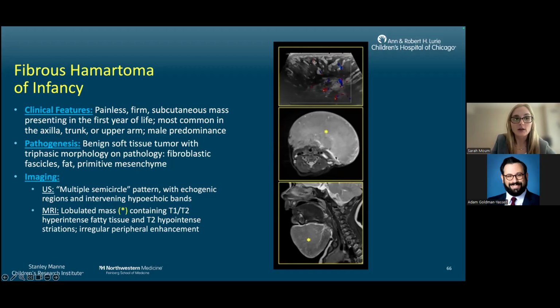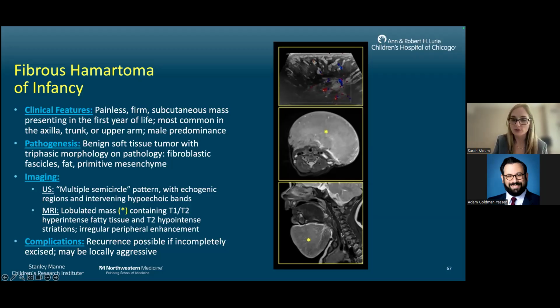On the MRI, often you'll see a lobulated mass that contains T1, T2 bright fatty tissue, and T2 hypointense striations intervening with it. There can be irregular peripheral enhancement as well. But especially looking at the T2, you can appreciate that T2 dark signal suggestive of an underlying fibrous component. Recurrence is possible with these lesions if incompletely excised. They may grow aggressively locally, as was the case for this example, but not a truly malignant lesion, just locally invasive.